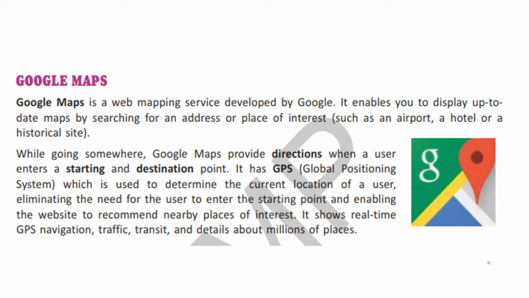And it also tells you the condition of traffic. It has GPS. GPS means global positioning system, which identifies your location, and it also tells the user which is the shortest way. And Google Maps also eliminates the need for the user to enter the starting point, enabling the website to recommend nearby places on the internet. It shows real-time GPS navigation, the traffic, the transit, and the details about millions of places around the way when you are going somewhere.